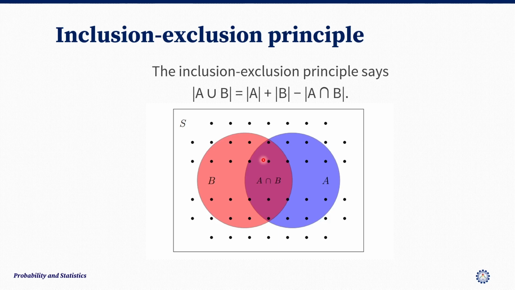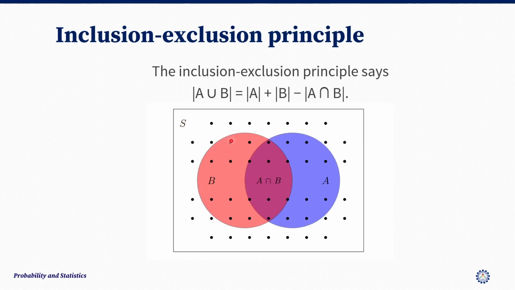Okay, so we come now to the inclusion-exclusion principle. The inclusion-exclusion principle says the cardinality of A union B is equal to the cardinality of A plus the cardinality of B minus the cardinality of A intersecting B. We can illustrate this with a Venn diagram.